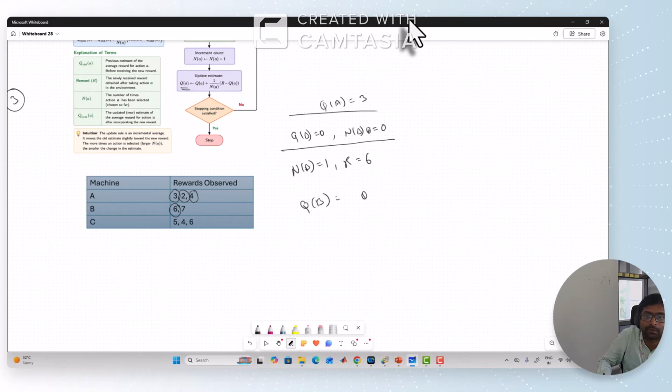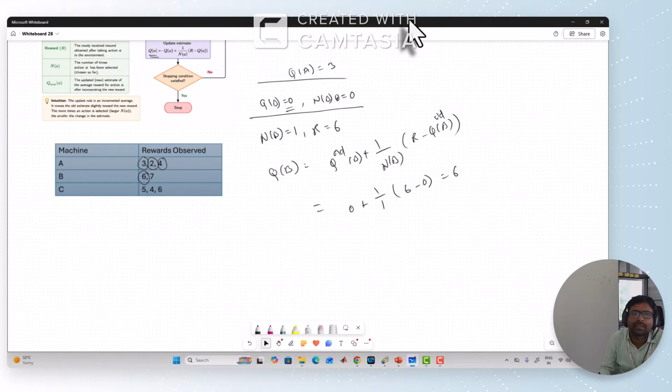Q of B equals the old Q of B value plus 1 by the number of plays by machine B, multiplied by the reward minus the old return value. The old value is 0, so 0 plus 1 by 1 multiplied by reward 6 minus 0, that's equal to 6.